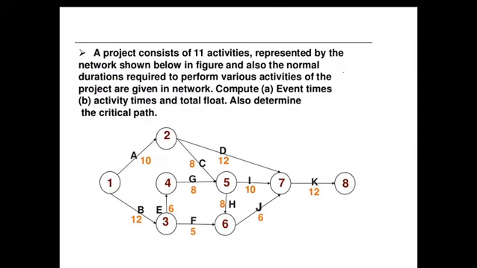A network diagram is given to us. In the network diagram, the project consists of 11 activities represented by the network shown below. The normal durations required to perform the various activities of the project are given in the network. Compute: what do we need to compute? Event times, activity times and total float. Instead of only total float, we will determine all three floats.